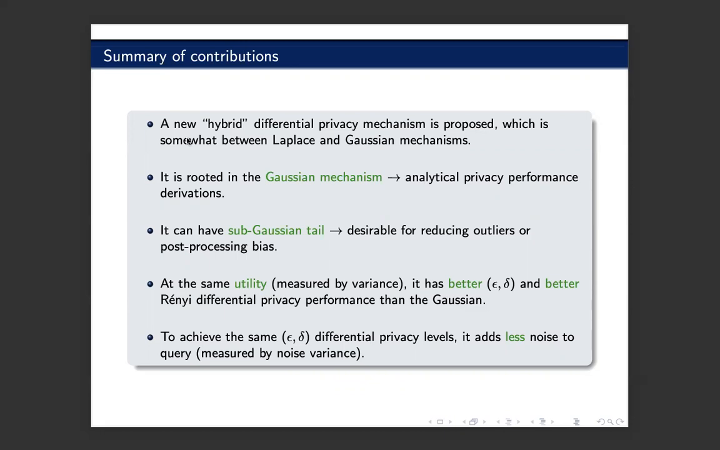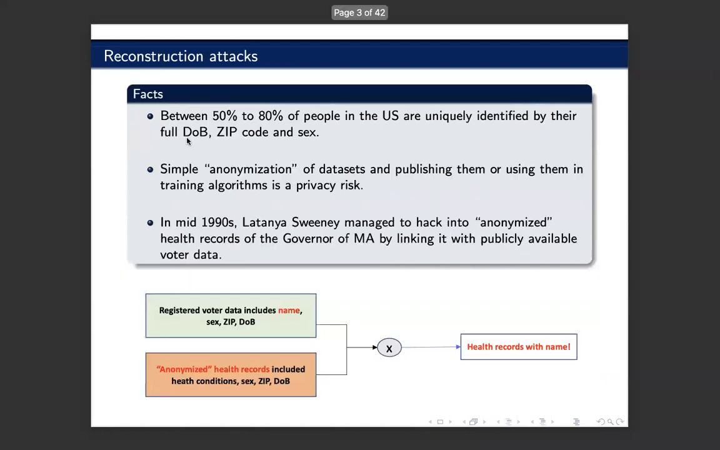So the good thing about it is it enjoys sub-Gaussian tail, so it can be good for reducing outliers and post-processing bias. And we can show that basically its privacy utility tuple is better than the Gaussian, somewhat between Laplace and Gaussian. So it is something that has a good tail performance like the Gaussian, but it can perform better in terms of the privacy utility pair.